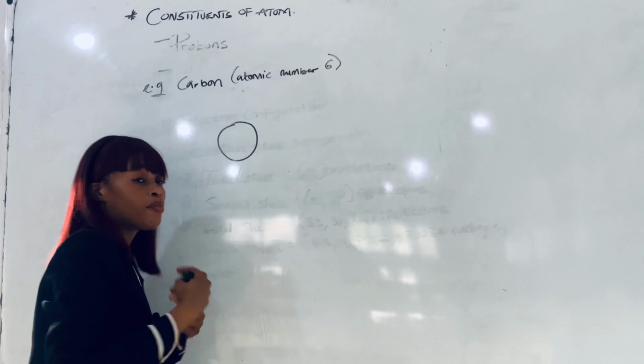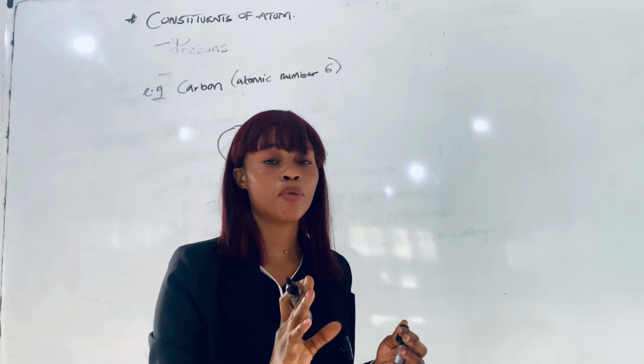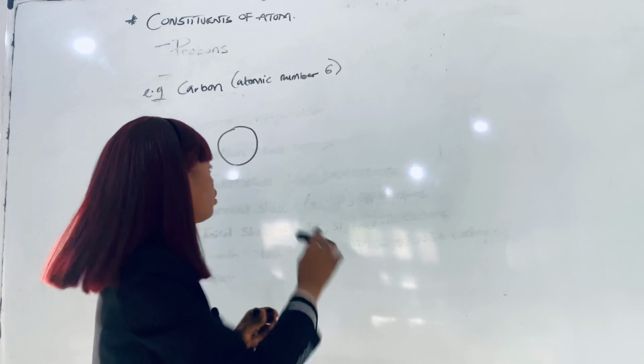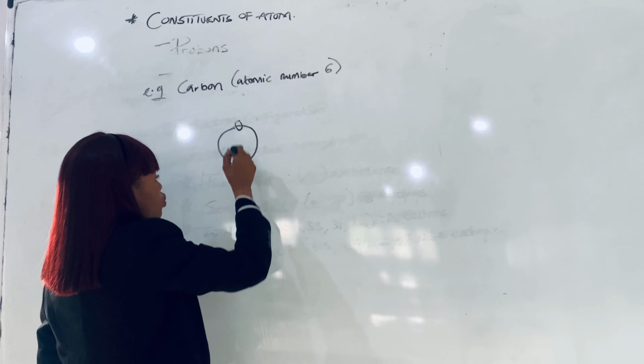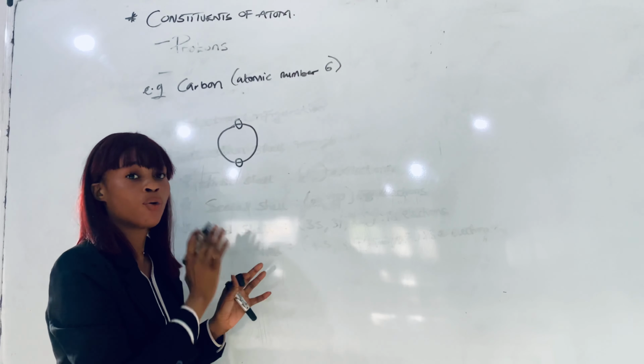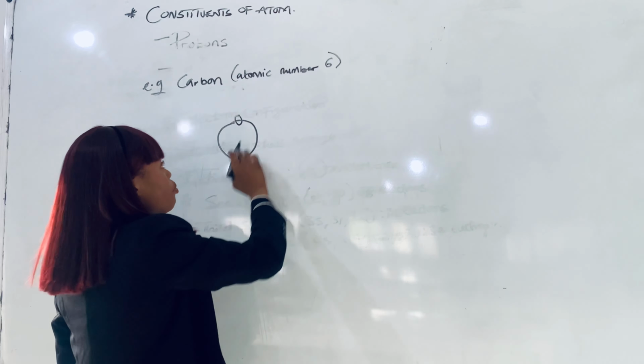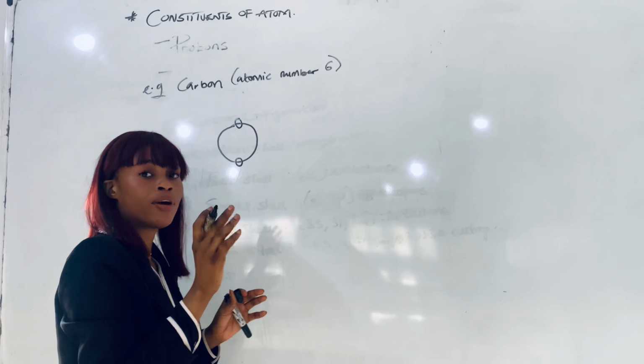Now, like I formally explained, your first shell can only accommodate a maximum of 2 electrons. So you place your 2 electrons as so, 1, 2. So that is the maximum that can be on the first shell. So if you do your subtraction, 6 minus 2, you know that we have 4 electrons here.